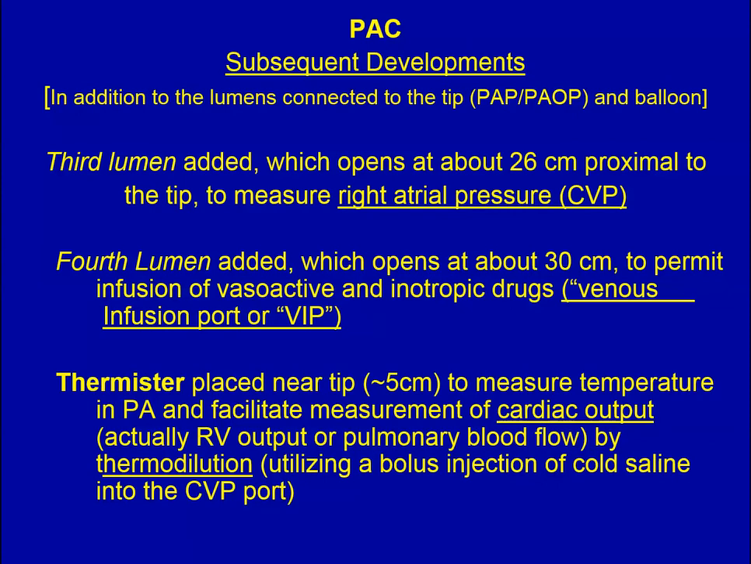After the initial catheter, which consisted only of a balloon and an end port, a third lumen was added at about 26 centimeters to measure right atrial pressure, and a fourth at about 30 centimeters to permit administration of vasoactive drugs, the so-called VIP port. Finally, a thermistor was added at the tip to permit measurement of cardiac output.